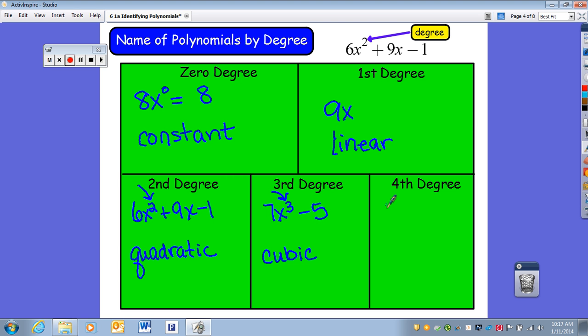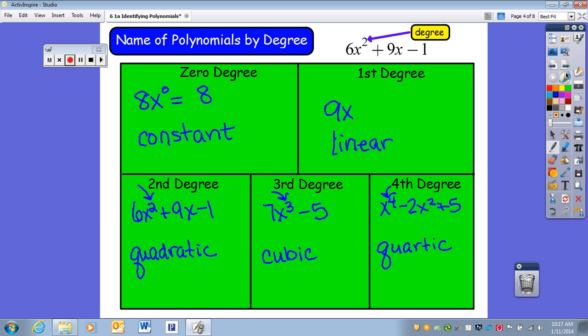An example to the fourth degree might be x to the fourth minus 2x squared plus 5. This would be to the fourth degree, and this is called a quartic function. The way to remember that is there are 4 quarters in a dollar. After the fourth degree, we will not name them specifically. We will just use the number value. So if something is to the fifth degree, we would just name the polynomial that it's to the fifth degree.